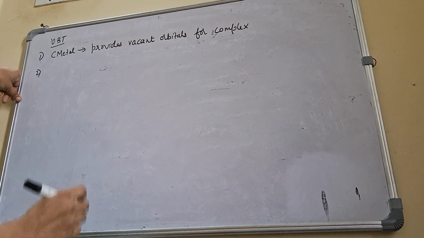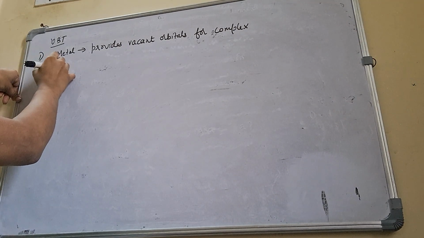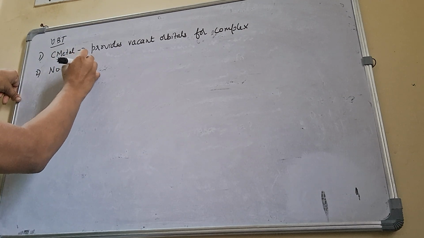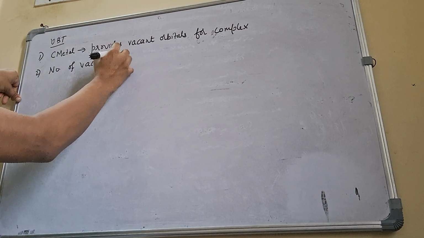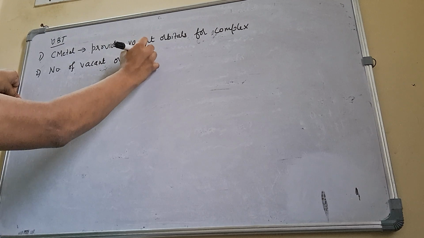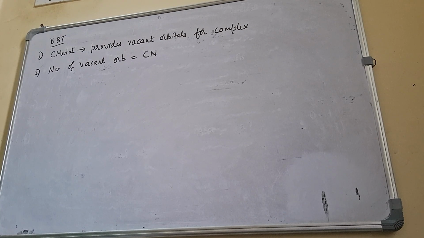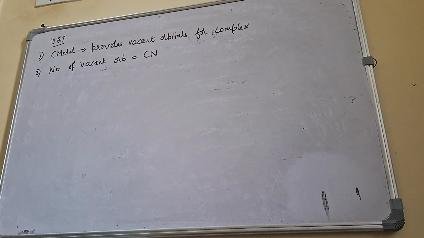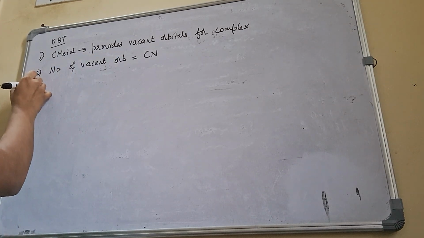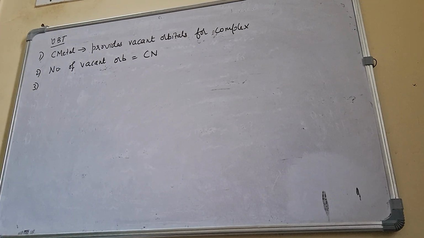Next, the number of vacant orbitals provided by the central atom should be equal to the coordination number of that atom. Now, the coordination number is generally fixed. Like I said, the secondary valency is fixed, the coordination number is fixed for a given complex, right? So it is nothing but the coordination number. All right.